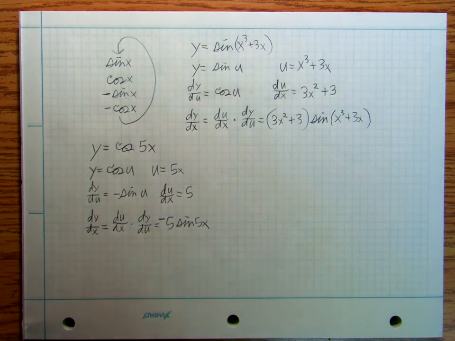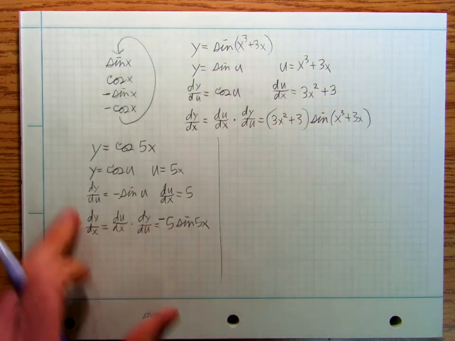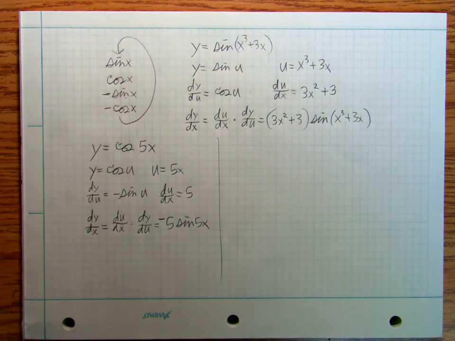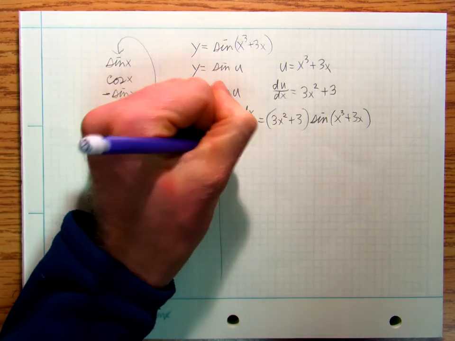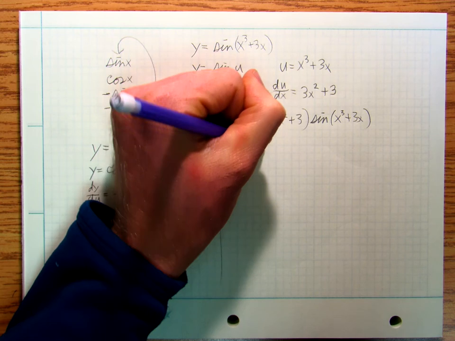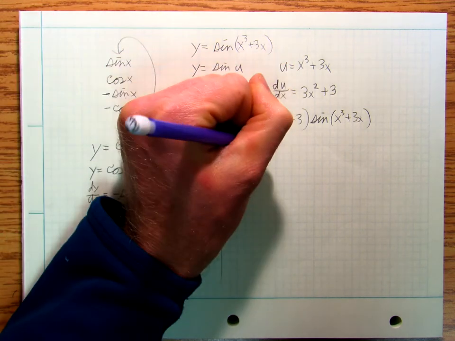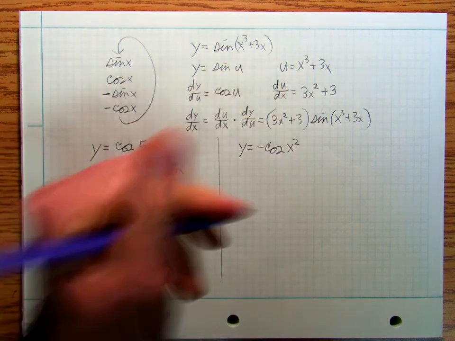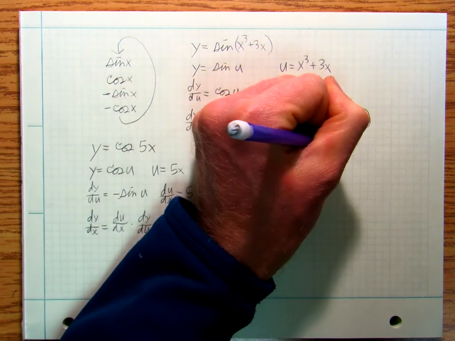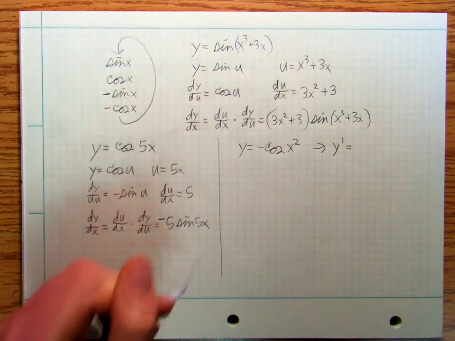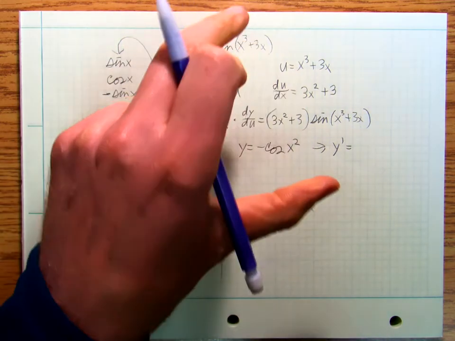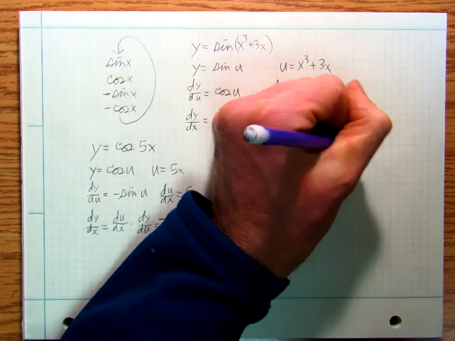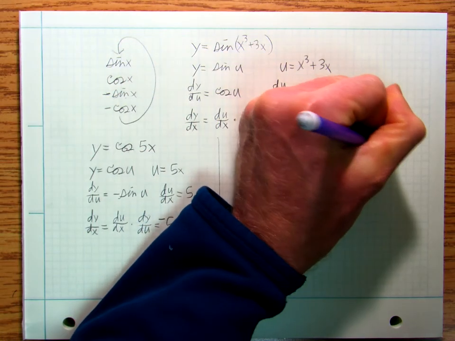Okay, now after a while we get sick of writing out all this notation, and so we learn how to go really fast. So we say y equals minus cosine of x squared, and because we've gotten really good at our trig derivatives and our chain rule, we go, oh, that's just going to be 2x sine x squared.